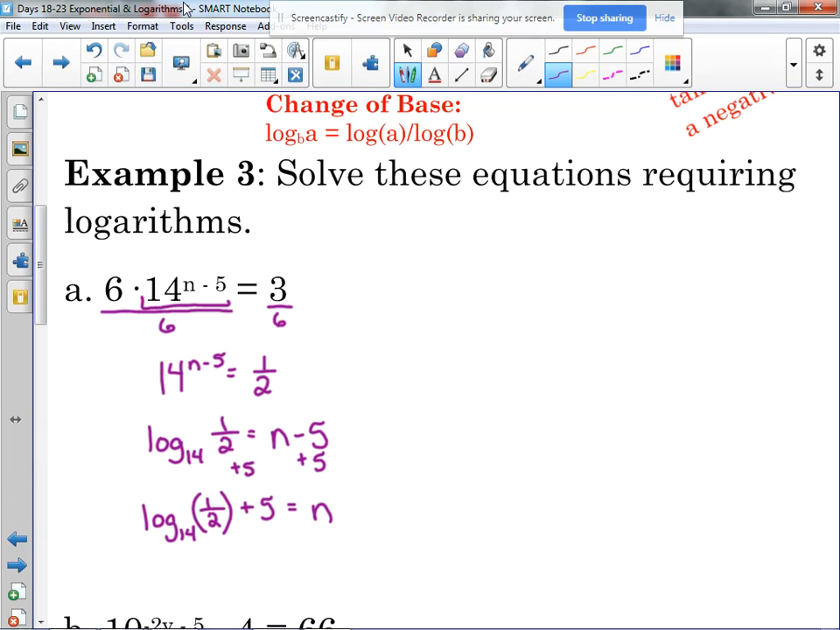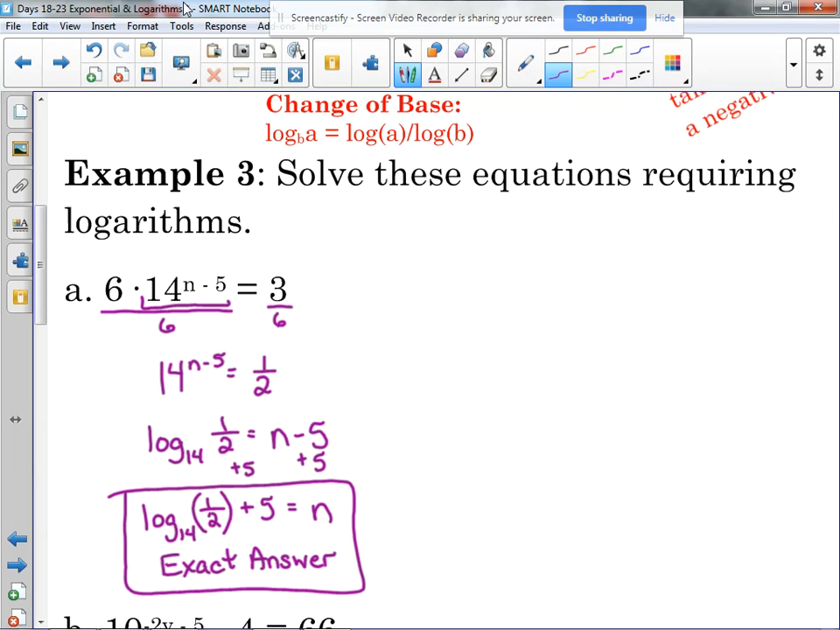Now, on an answer key, you're not going to see those parentheses right there. But I put them there because you need them when you put that number into the calculator. Okay? So this is what we call our exact answer, and that's what I'm going to expect to see on a quiz. I want to see the exact answer in log form. Okay? But we always want to check our solutions, so that means that we need a decimal form of that so that we can plug it in. So we need to use our change of base.